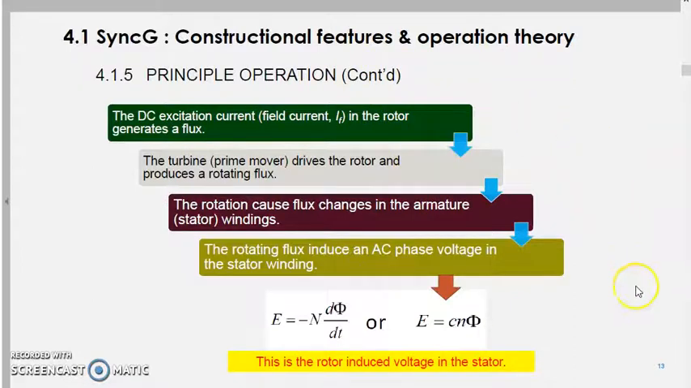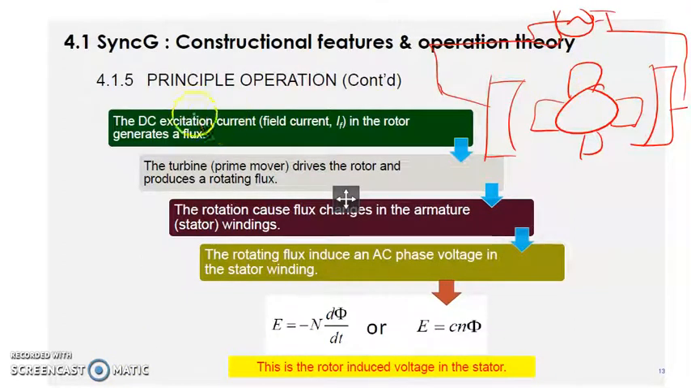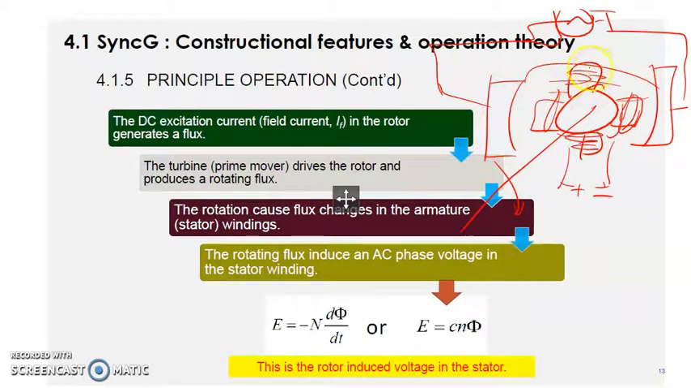DC will be connected to the rotating part of the generator. Okay, the DC excitation current, the field current IF in the rotor, generates a flux. So it refers to your coils here. Coils here will be your fields which connect to a DC source. So positive, negative. So it will produce your electromagnetic fields. And at the same time, when it rotates, you are producing a rotating magnetic field.